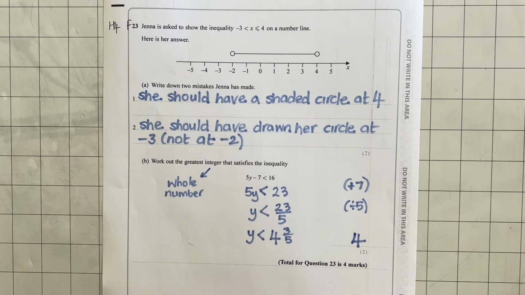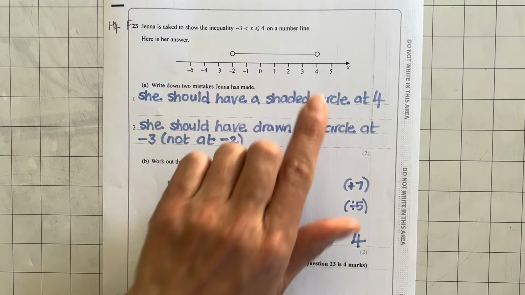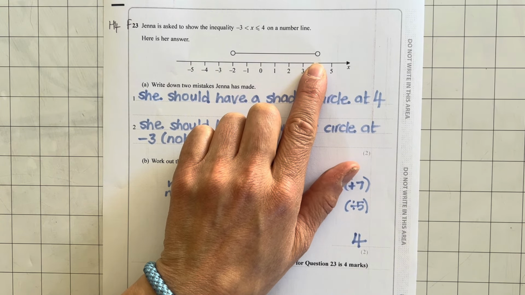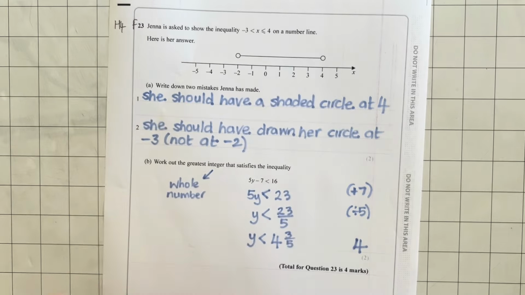This is a 4-mark question. We get 2 marks for part A. To get these 2 marks, they will accept you stating that she should have a solid, full, shaded or coloured circle at 4, or by saying that it does not show that x could be equal to 4, because this is saying that x is strictly less than 4.